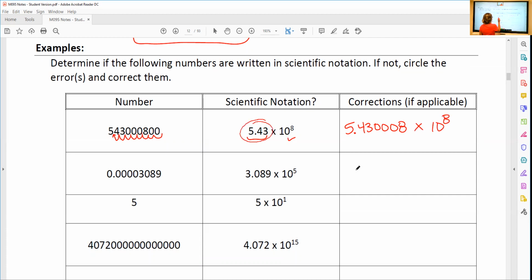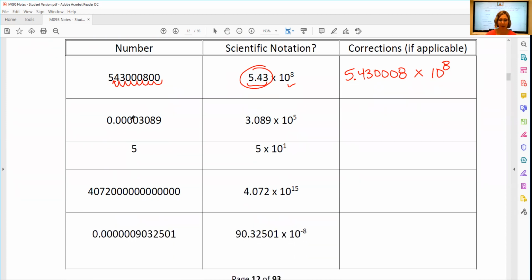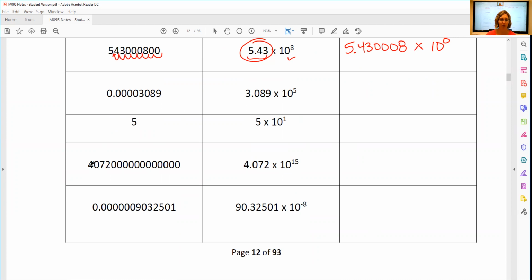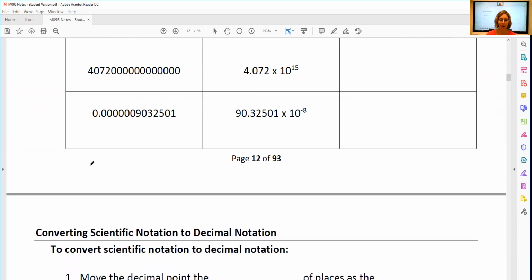So if I was you, you are circling the error, which is the mantissa, and then you are correcting it in the right-hand column. So what I would like for you guys to do is complete these examples here, and then you can ask me about them in class because I'm going to be checking it to make sure that you did it. So if you have any questions, you can come ask me during office hours or check in with the Learning Center too. All right.